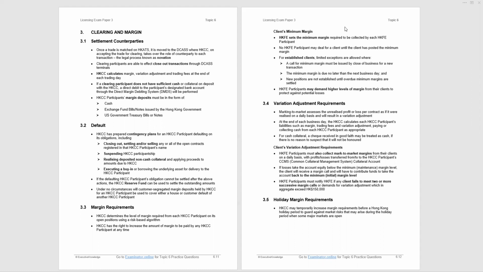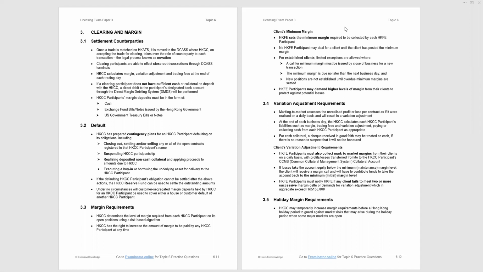We're told under no circumstances will customer segregated margin deposits held by the clearinghouse for a clearing participant be used to cover either a house or customer default of another participant. And I'd almost say that's obvious. You can't use one deposit for another participant's default.